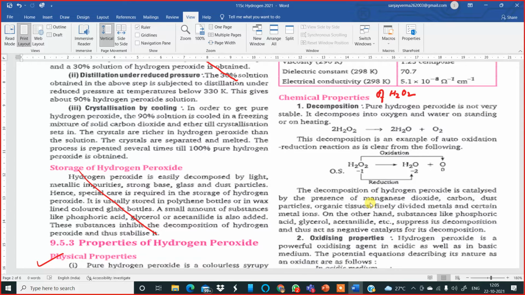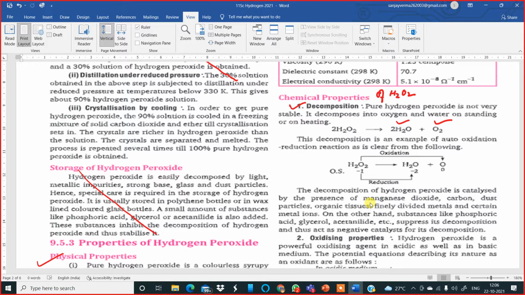Now, the first one is decomposition. Pure hydrogen peroxide is not very stable. Please keep in mind, it decomposes into oxygen and water on standing or on heating. So if you keep a container of hydrogen peroxide open, or if you warm it up, it will decompose to give water and liberate oxygen gas.